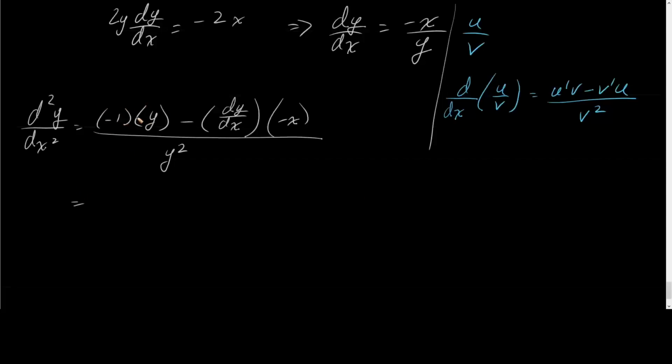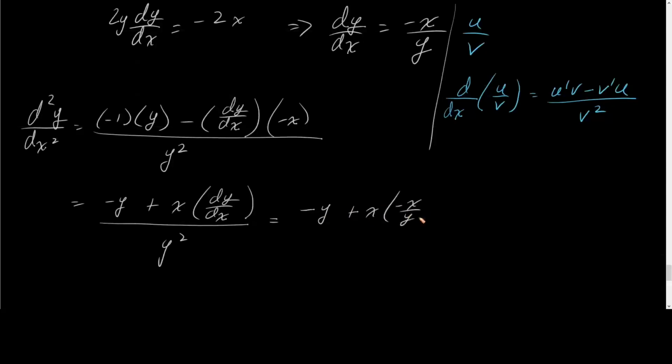Distributing a little bit, negative 1 times y is negative y, negative times a negative is positive, so x times dy/dx over y squared. But now, dy/dx, we have what that is. dy/dx is negative x over y. So I'm going to replace that. So here I have negative y plus x times negative x over y, all of this over y squared, right?